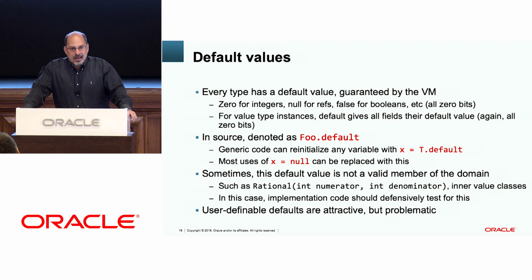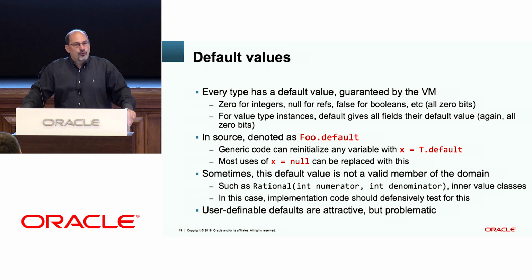And so it made sense for us to continue to follow this rule for value types, which is to say the default value for a value type is the one all of whose fields have their default value, and recursively on the way down. And if you want to denote I want the default value of type foo, you can say that in source with foo.default, or in generic code with t.default. So if you want to reinitialize a variable to its default state, you can say x equals t.default, much the way generic code says x equals null today.